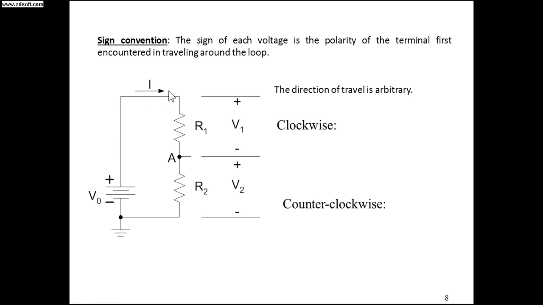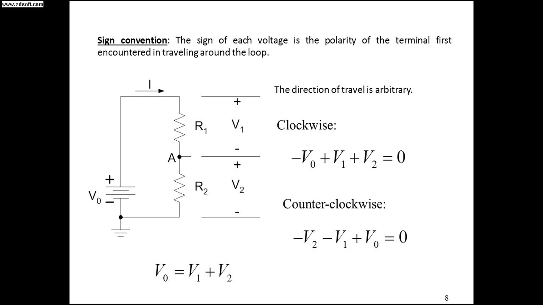When we take the clockwise direction, we can write minus V0 plus V1 plus V2 is equal to 0. By applying Kirchhoff's voltage law, the relation is minus V0 plus V1 plus V2 equals 0. If you take the counterclockwise direction, it will be minus V2 minus V1 plus V0 equals 0. In either way, the answer will be the same. So from this we can tell V0 is equal to V1 plus V2.